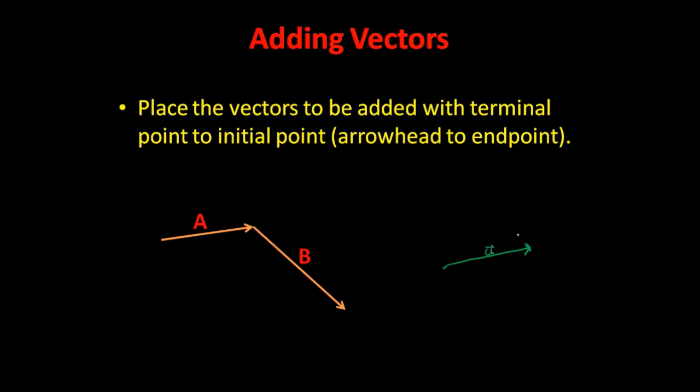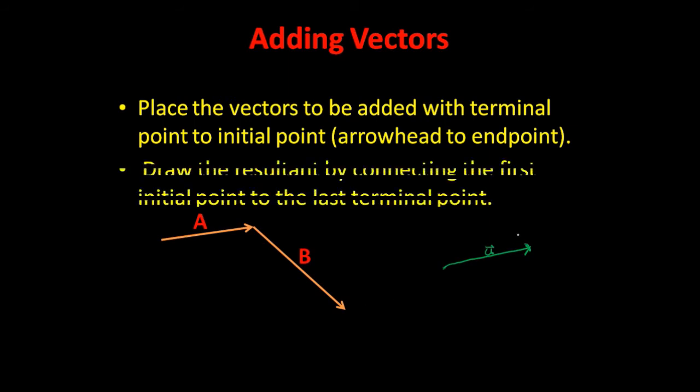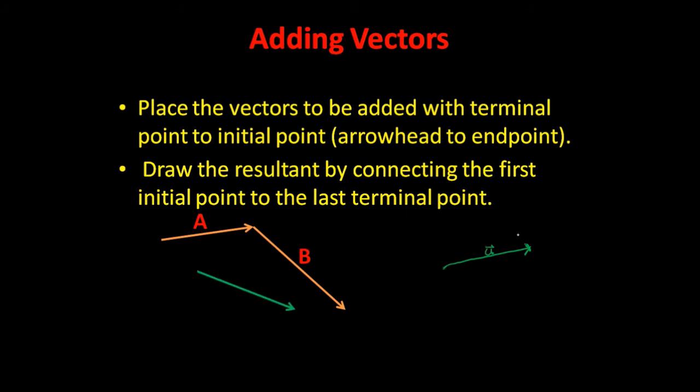But the other way of getting them there would be to draw the resultant, which is also called the sum, by connecting the first initial point to the last terminal point. And so that kind of greenish looking arrow would be the resultant. It would be the sum, vector A plus vector B. It's actually just that simple.